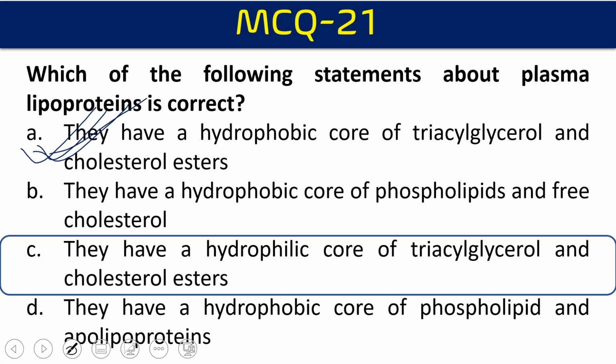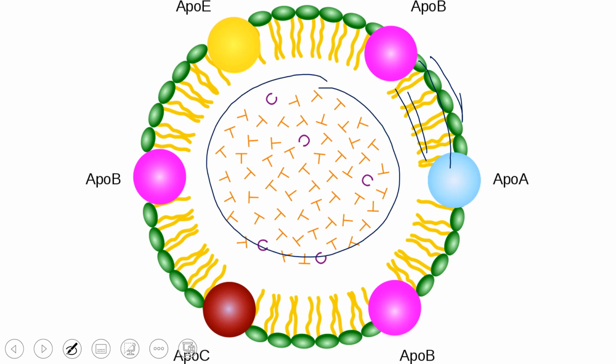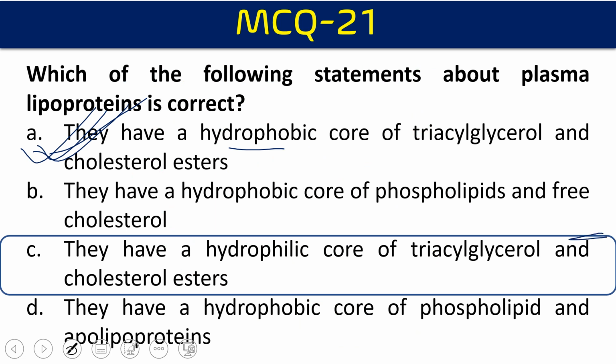They have a hydrophobic core. The water hating, which is hydrophobic content, will be in the center. So triglyceride we are having, cholesterol ester we are having, and in the periphery we are having cholesterol and phospholipids. In the phospholipids we are having head region and tail region. Head region is water loving, hydrophilic, so that will be towards outside. And these are the proteins, the different apoproteins, that is also hydrophilic. So here this option is wrong. The correct answer is A.